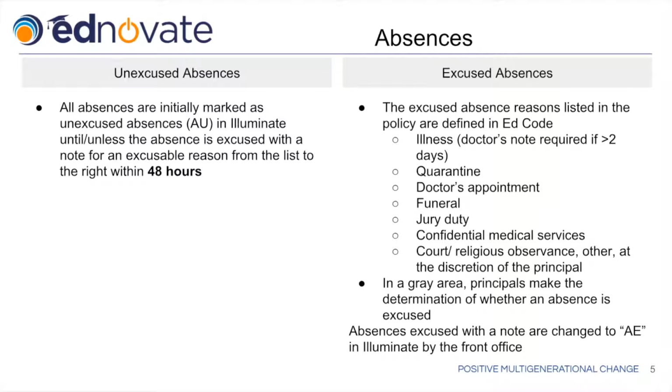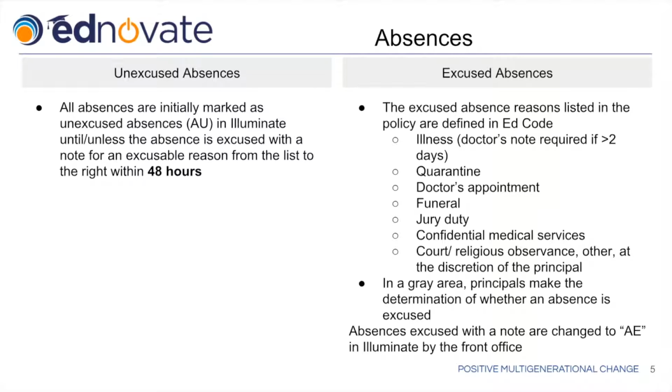So unexcused absences are marked as such. The code is AU in Illuminate, unless an excuse note is provided within 48 hours of the absence. If there's no excuse note within 48 hours, then the absence can no longer be excused, and that can't be a verbal excuse. It has to be in writing. So you mark it as an unexcused absence until a note is received.